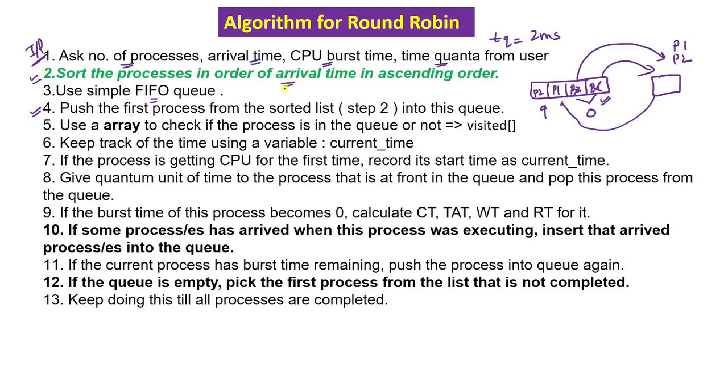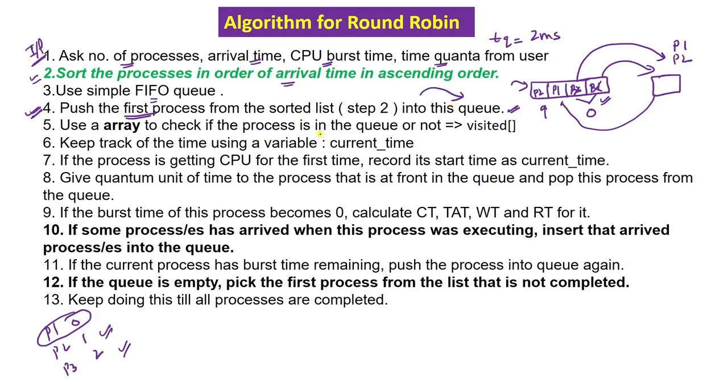Whatever processes you are getting here, for example, you are getting processes like P1, P2 and P3, and this is 0, 1, 2. So first you will put P1 inside your queue, then you will put P2, then you will put P3. So firstly, what you have to do is take out the first process and put it inside the queue.